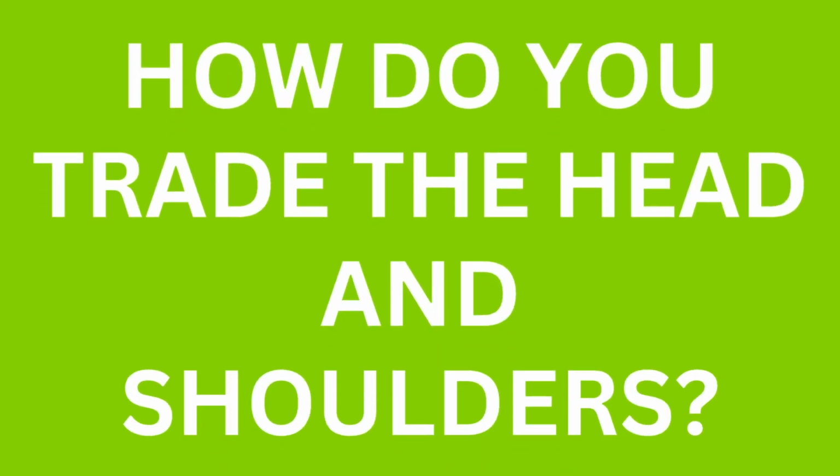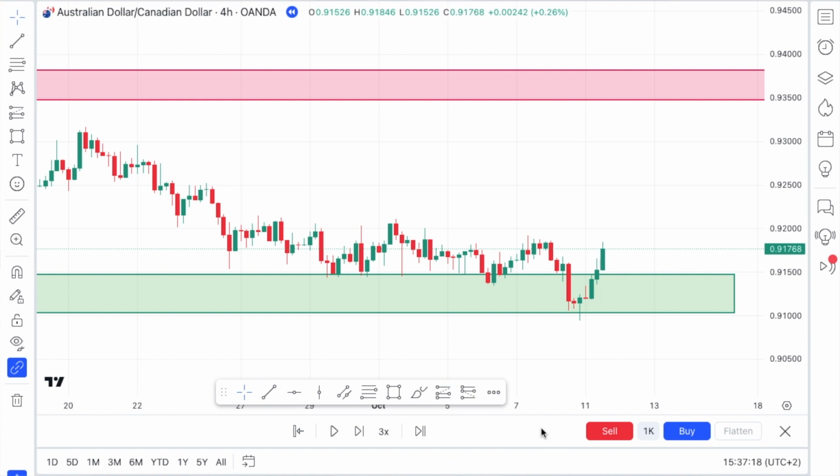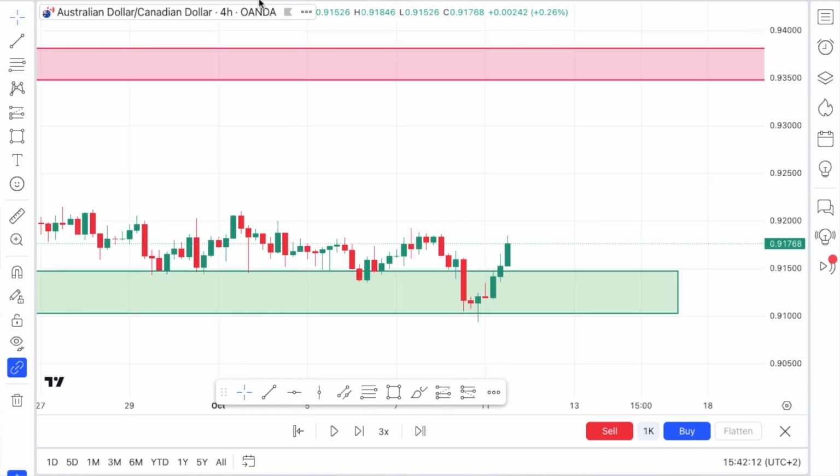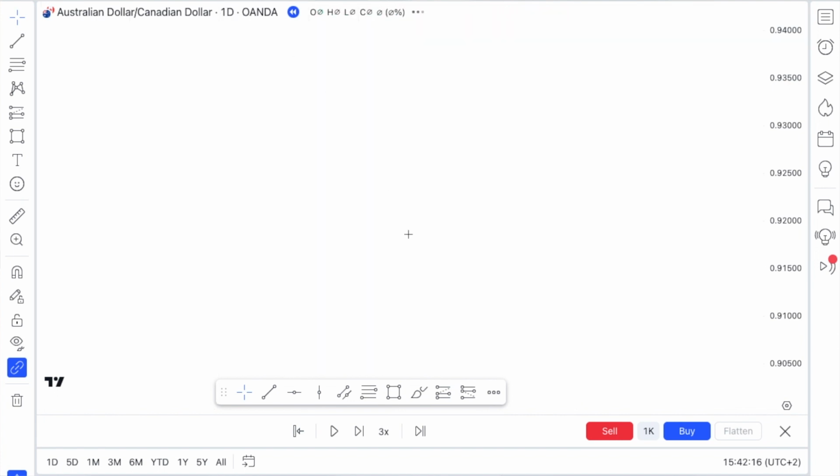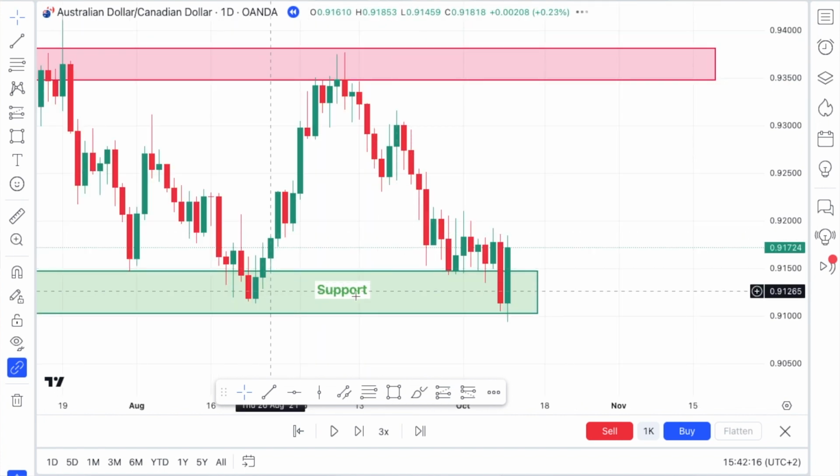So how exactly do you trade these patterns? If you look at this real trading example, I'm trading the Australian dollar, Canadian dollar on the 4-hour chart. And the first thing I look for is support and resistance. I go to a higher time frame to perform my analysis, i.e. I perform it on the daily chart, and I draw out the support and resistance levels, as you can see over here.